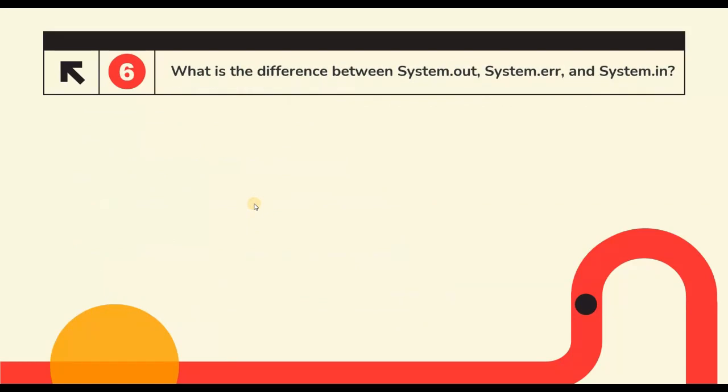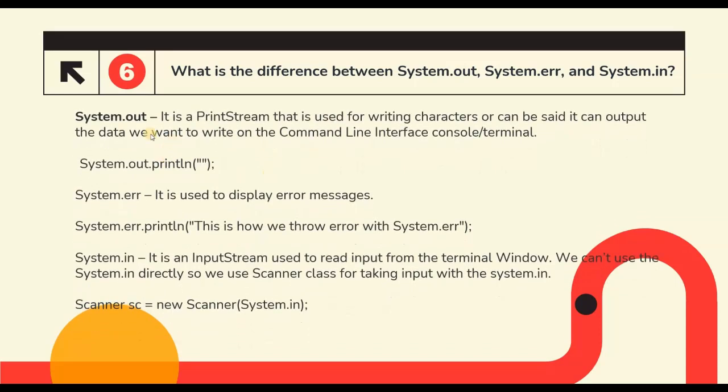So next is, what is the difference between System.out, System.err and System.in? Whenever we are going to print something on the console, we write System.out, right? We write System.out.println, and within the double quotes we write some string like "Welcome to Java". Then we get this message on the console. So this is the purpose of System.out.